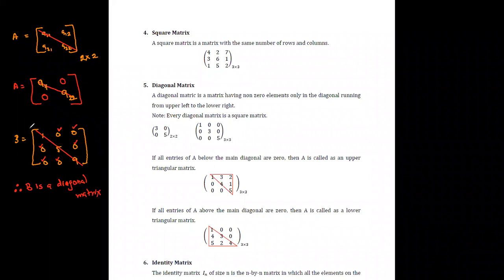Therefore, apart from the elements on the main diagonal, if all such elements are zeros, then such a matrix is said to be a diagonal matrix. And based on this diagonal matrix, we define the upper triangular matrix as well as the lower triangular matrix.